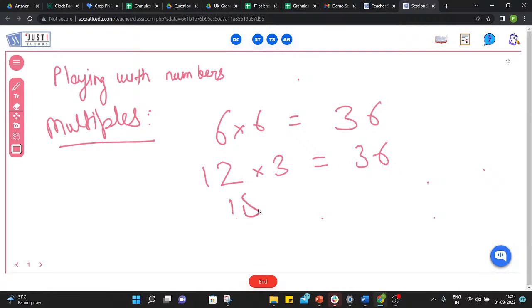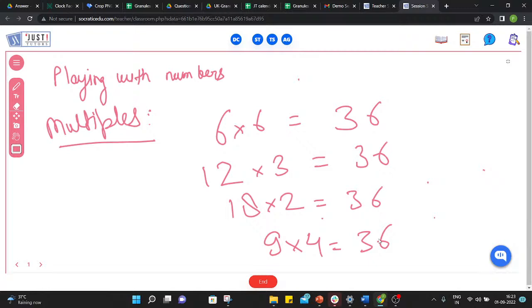Or 18 times 2 is 36. That means 36 is a multiple of 18 and 2 as well. Okay. 9 times 4 is 36. That means 36 is a multiple of 9 and 4 as well. Okay. So it is not necessary for a number to be a multiple of only two numbers or only certain three numbers. There can be many possibilities using which we can make these numbers.